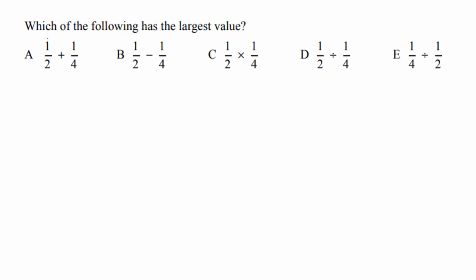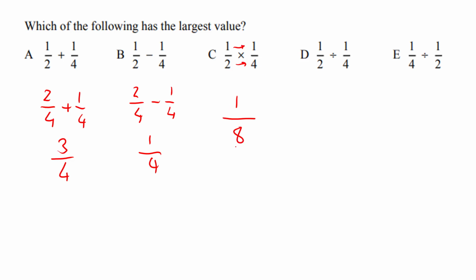Okay, for this one, once again, pause it, try it yourself. For these ones, we're just going to do our calculations. Although we might be able to see the answer straight away, let's just do each calculation. Here we need a common denominator, so we have 2/4 plus 1/4. So this one is going to be 3/4. This one we have a half minus 1/4, so that's 2/4 minus 1/4, which is 1/4. Okay, that's good. When we multiply, we just multiply our numerators and our denominators. So this is just going to be 1/8.